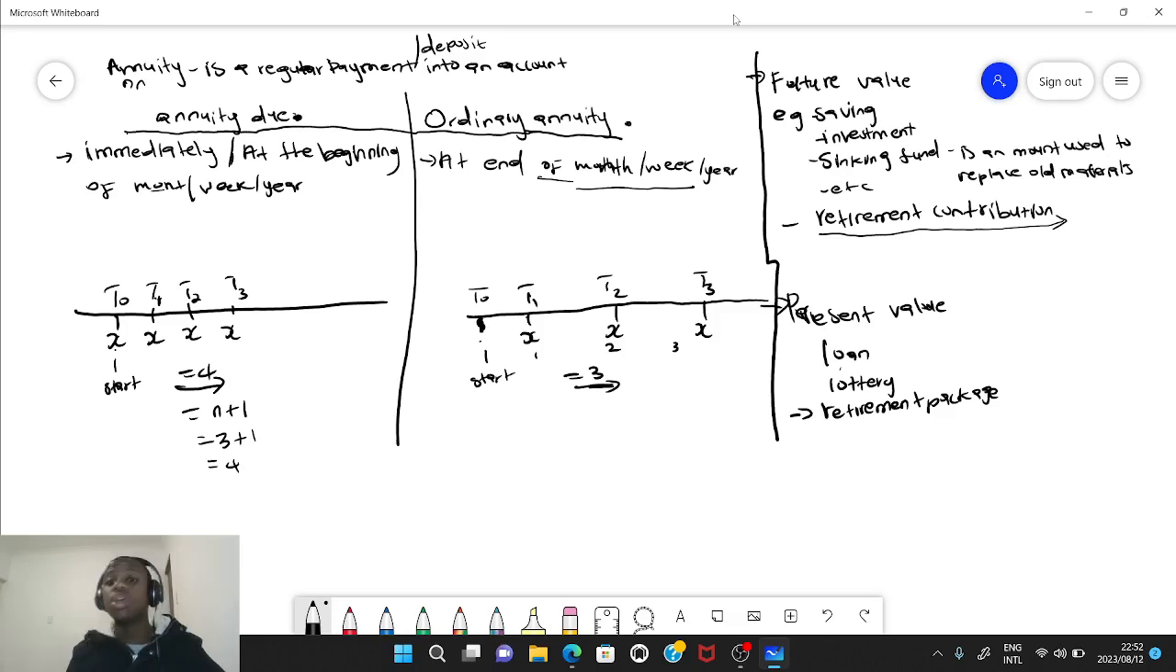And we are saying a sinking fund, it is the amount that is used to do what? We are saying a sinking fund is the amount that is used to replace old materials. Right?